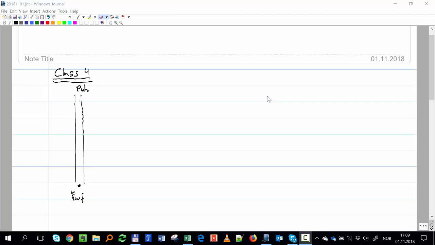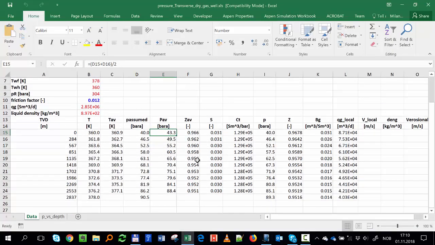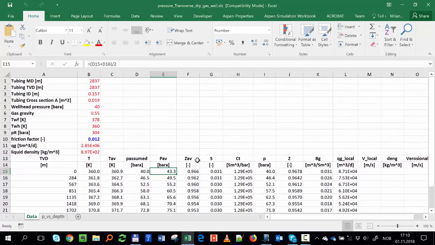Can you see well the screen from there? The color is okay? If I open the Excel file, can you see the numbers? Yeah. Okay. If not, let me know. We will try to switch off the lights. Okay?